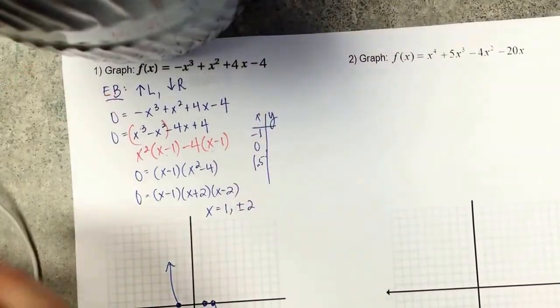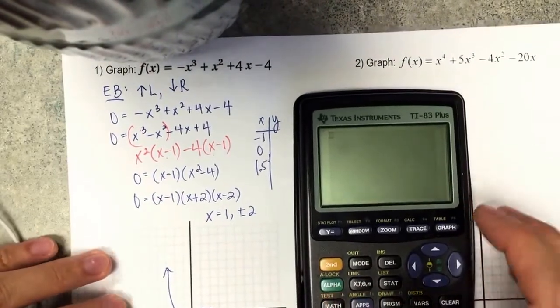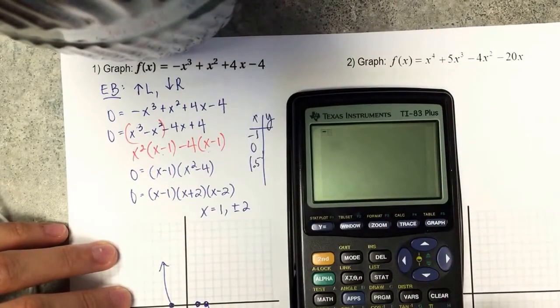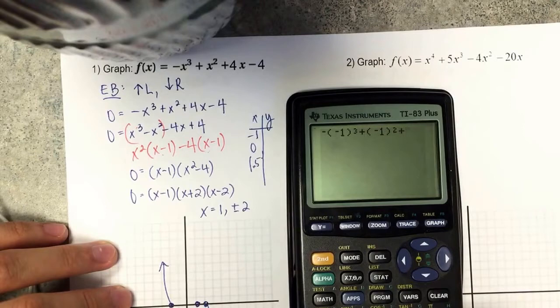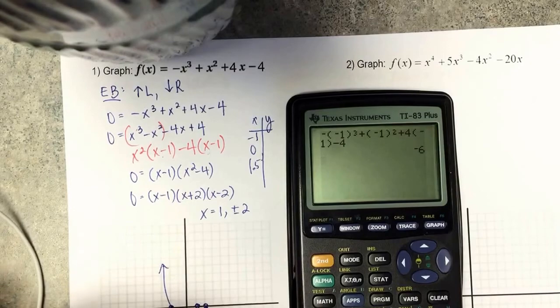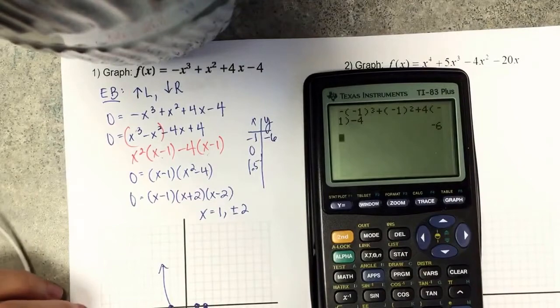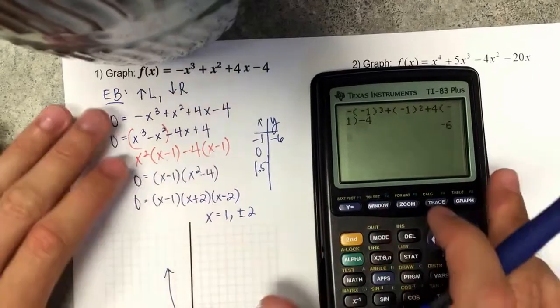And all we're going to do is do evaluation. We're going to take those numbers from my t-chart and we're going to plug them into the calculator and see what we get. Always in the original equation. So the first one, if I put in negative 1, we're going to do negative 1 cubed plus negative 1 squared plus 4 times negative 1 minus 4. And that's going to give me a y value of negative 6. If I plug in 0, 0 is an easy evaluation. 0 plus 0 plus 0 minus 4.